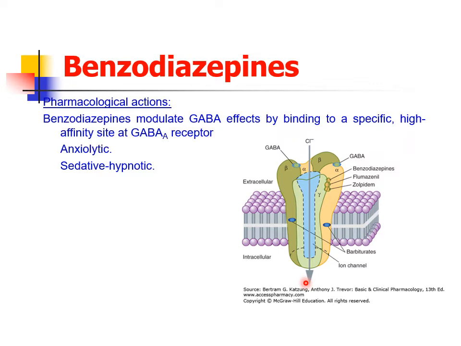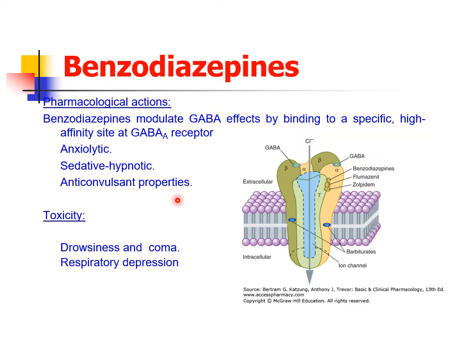Sedative means calming the patient. Hypnotic means putting the patient to sleep. And benzodiazepines also have anticonvulsant property. Toxicity of benzodiazepines: there will be drowsiness and coma, respiratory depression, and cardiovascular compromise.